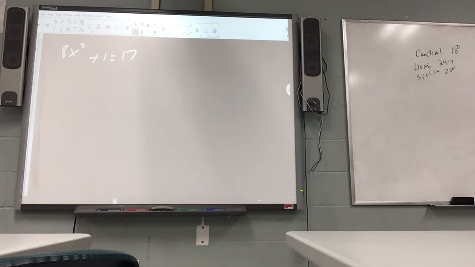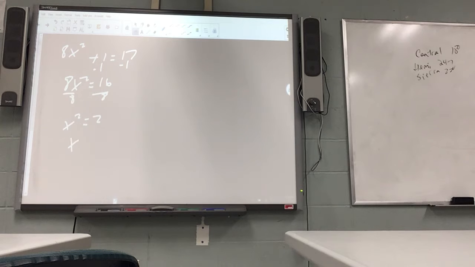What are you going to do with it? I don't know. Just leave it. Alright, so we're going to subtract our 1. Everybody agree? Okay, so it gets us 8x squared equals 16. And then divide by 8. Good. So it gets you x squared is 2. And 2 is not a perfect square, right? Well, tell me what to do next. Just keep it as that.